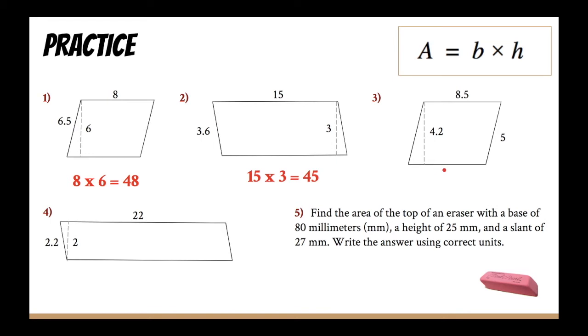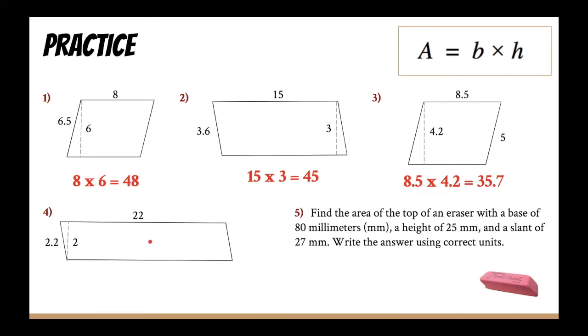Question 3. Remember that you can pause at any time to solve these problems on your own before checking your answers. The answer will be revealed in 3, 2, 1. The base is 8.5 and the height is 4.2, so the area is 35.7, the product of these two numbers.